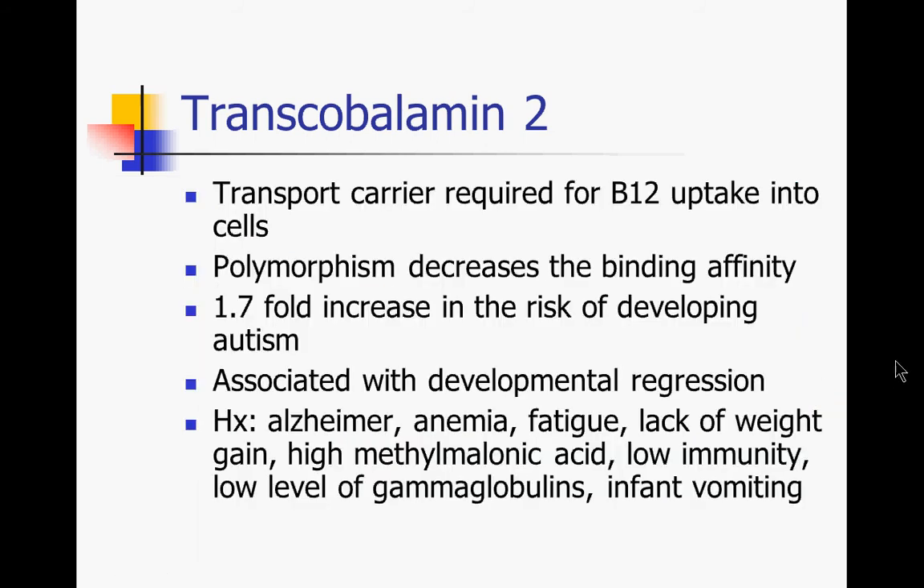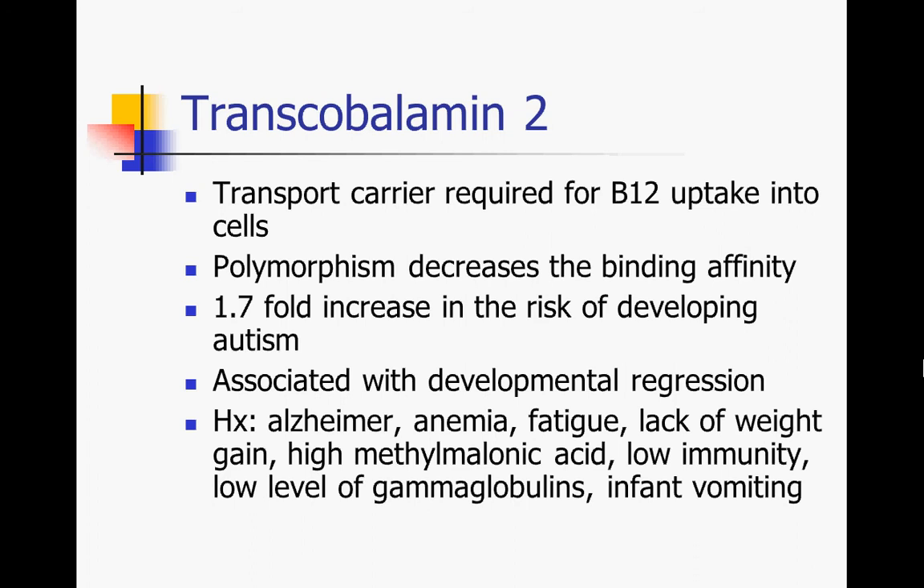So again, this is a transport carrier that's required for B12 to be uptaked into the cell and released from our GI. So if we have a polymorphism in this abnormality, there's a decreased binding affinity of the transcobalamin 2 protein. Therefore, there's a 1.7-fold increase in the risk of developing autism. This is very commonly associated with it, and what we find is normal development up to a 16, 18-month development period, and then we experience severe regression.